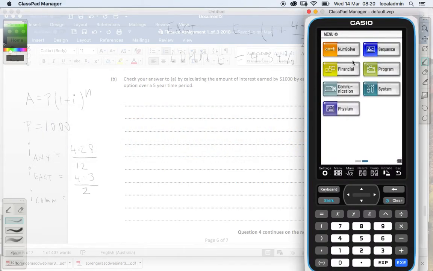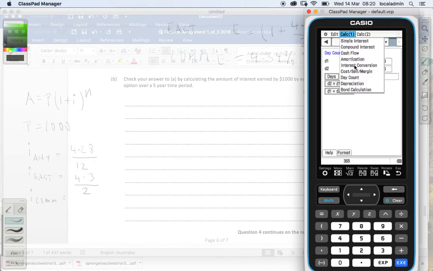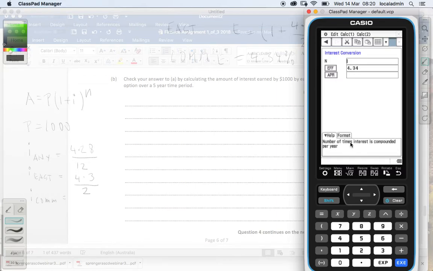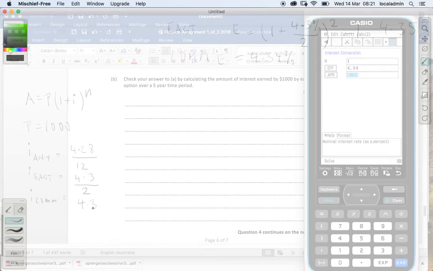On the menu, under financial, there is something called interest conversion. If the effective interest rate is 4.34 and the number of times interest is compounded per year is once, then our nominal interest rate is also 4.34%. Okay, so in our case we use 4.34%. And let's be particular about units because that's very important. Okay, so let's get back here.